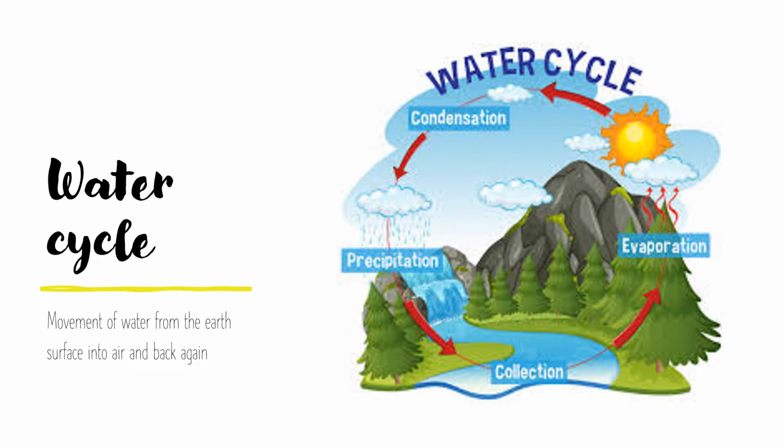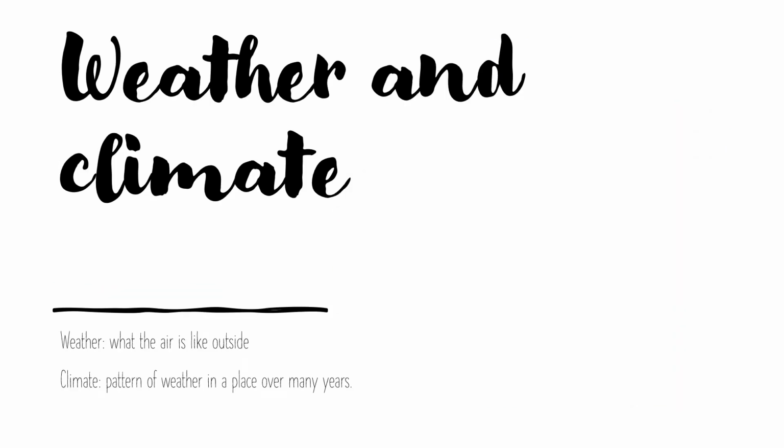Next is the weather and the climate. What is the weather and what is the climate? Weather is what the air is like outside. It means you say today outside is hot, today outside is cold, like that. It is the weather. But what is the climate? Pattern of weather in a place over many years.